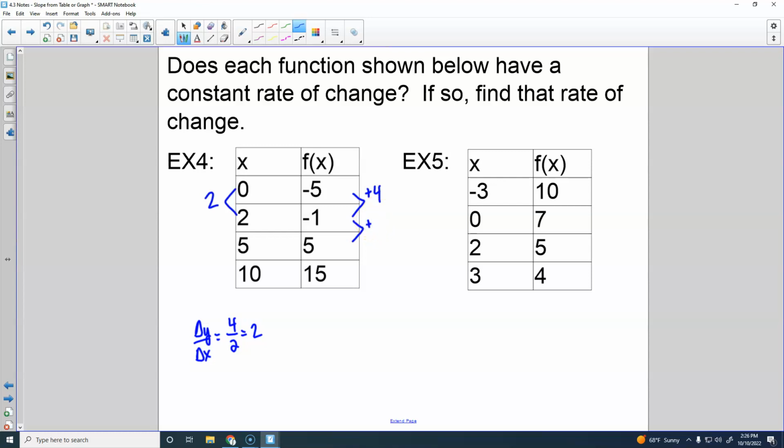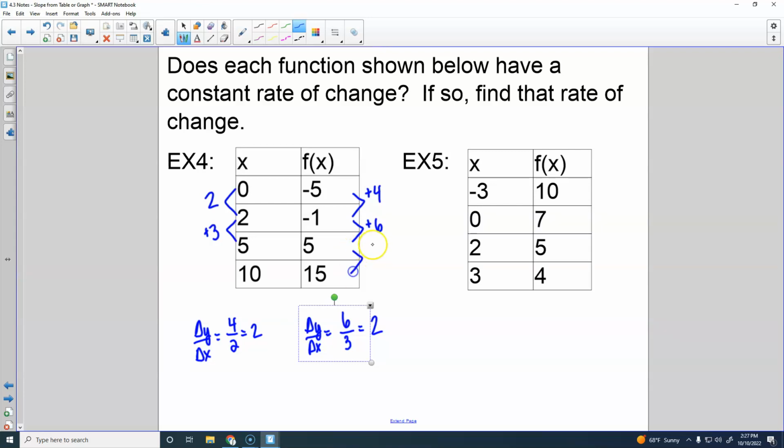It's 6, since that's a -1. So it goes up 6, from 2 to 5. It goes up 3. All right, so my change in y over change in x looks different. I've got to do 6 divided by 3, but what is 6 divided by 3? 2. So is the rate of change still constant? Yeah. Even though I got different numbers, right? Because they divide to still give me 2.